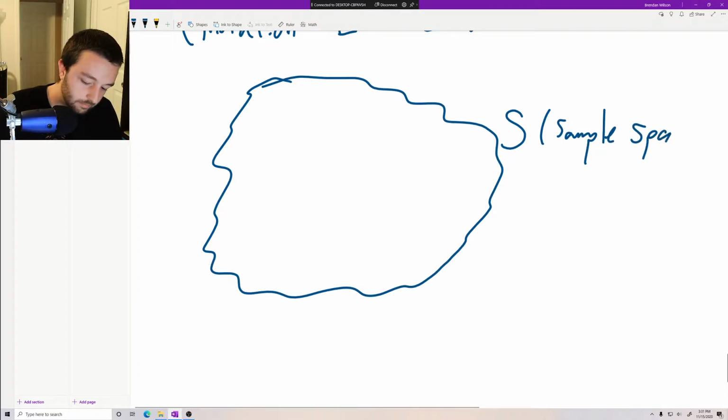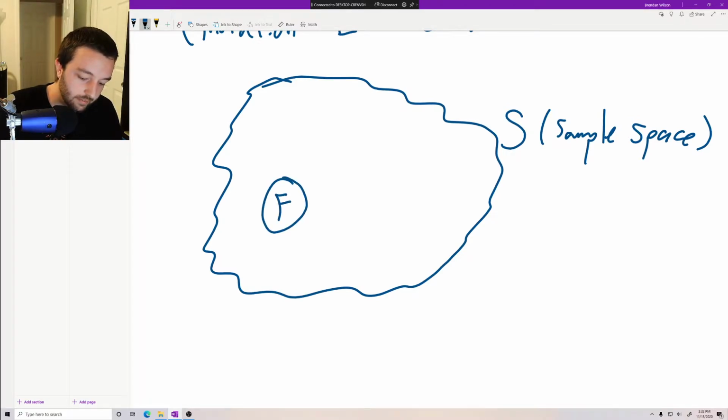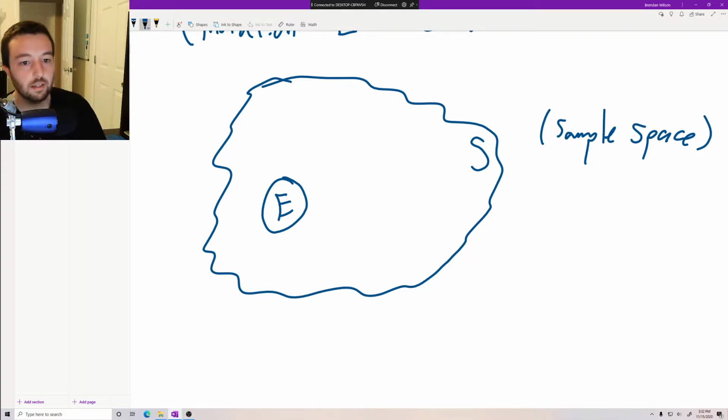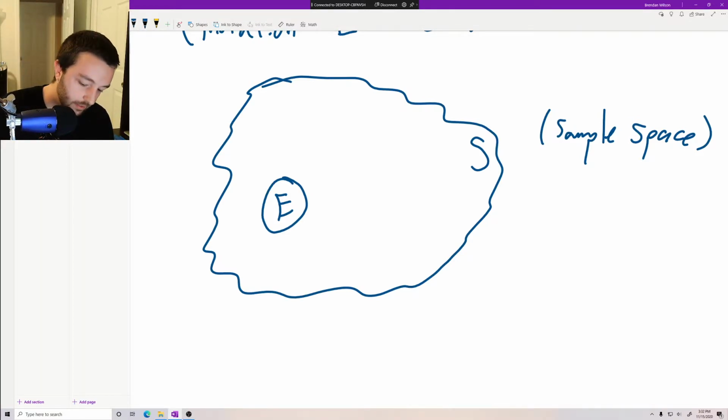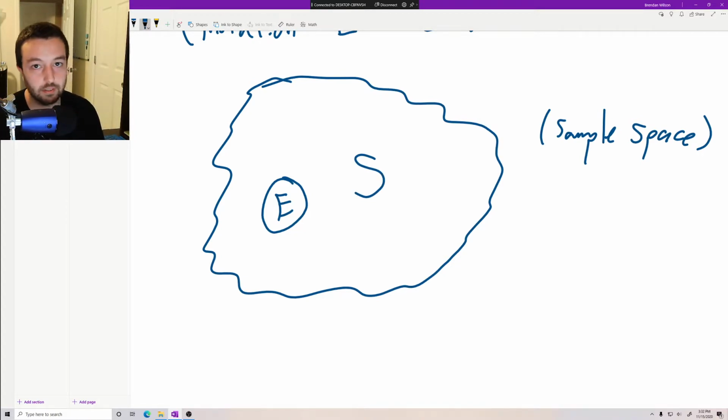So this is our space S. Maybe I'll write S inside here, right in the middle. The whole big thing is S, the sample space. And we know E is a subset of that sample space, so it's going to be something inside of the sample space. It's part of it.